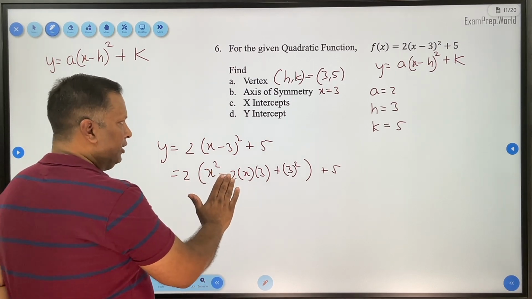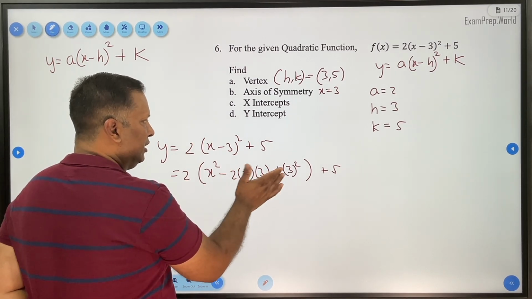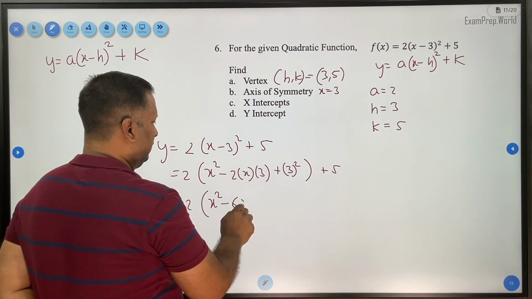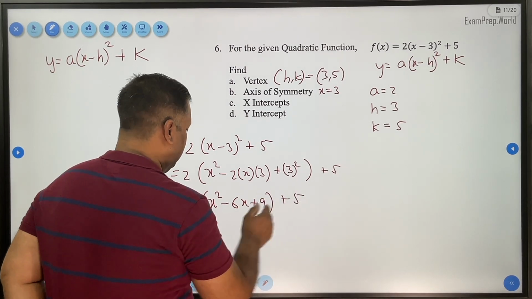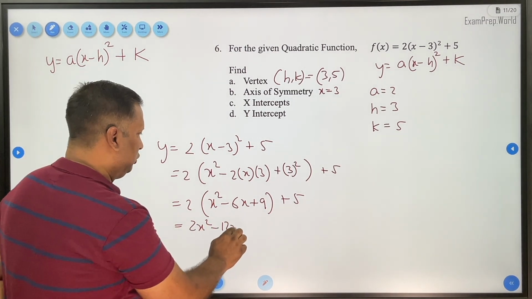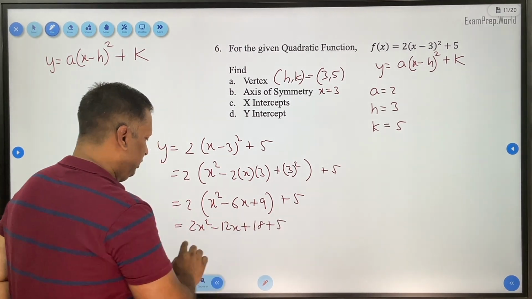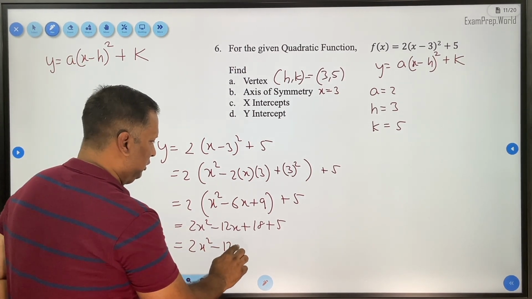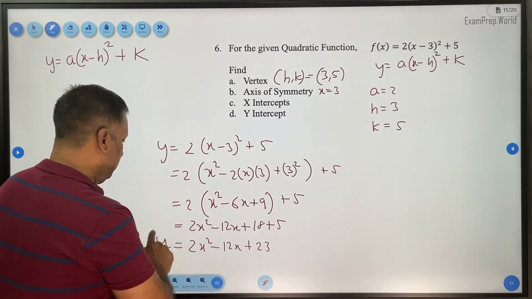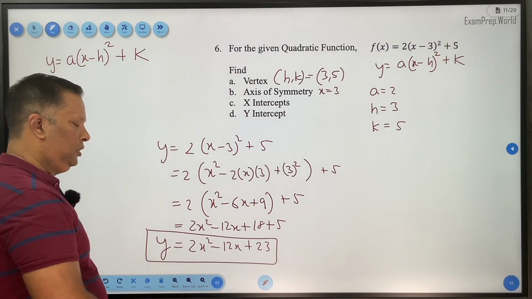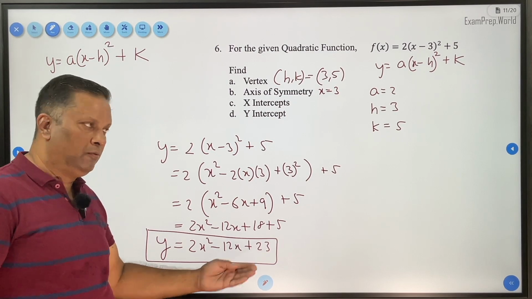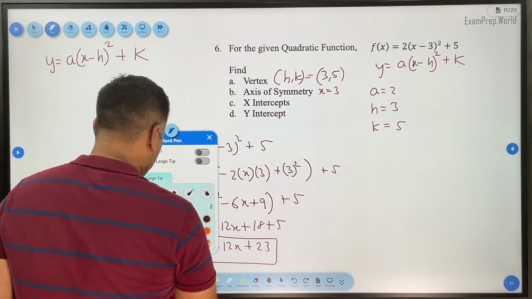So here it is x square minus 2 into x into 3 plus 3 square. So I can write this as 2 into (x square minus 6x plus 9) plus 5. Now open the bracket, 2 will multiply with all the terms: 2x square minus 12x plus 18 plus 5. So it is 2x square minus 12x plus 23. Which form is this? This is the standard form. From vertex form we came to standard form. I'll write it for you so that you can also copy in your notes.